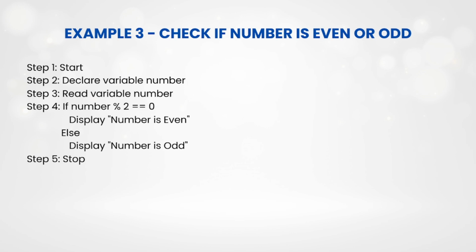Now, let us look at another example, checking if a number is even or odd. Okay, back again. Step 1, start. Step 2, declare a variable called number. Step 3, read the value of that number. Step 4, use a condition. If the number modulo 2 equals 0, then display number is even. Otherwise, display number is odd. And step 5, we stop. This is the algorithm, and just like the earlier examples, we can also represent it as a flowchart.